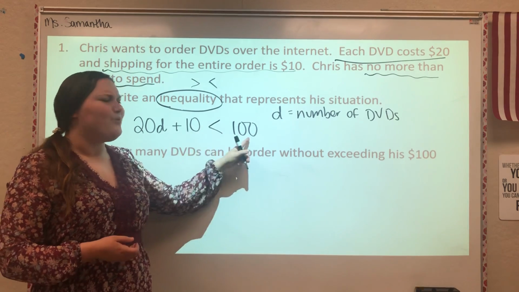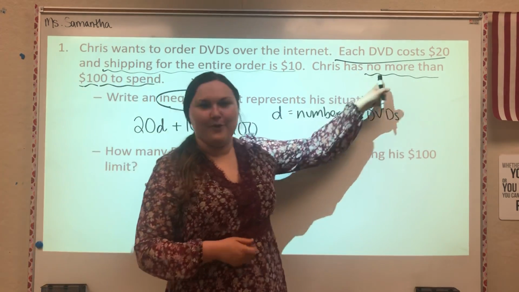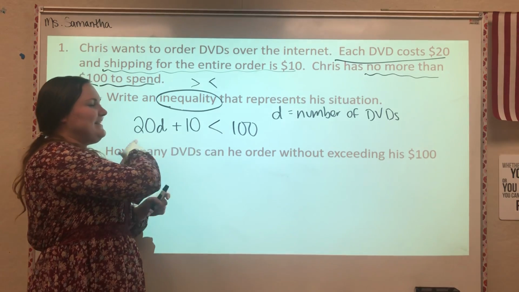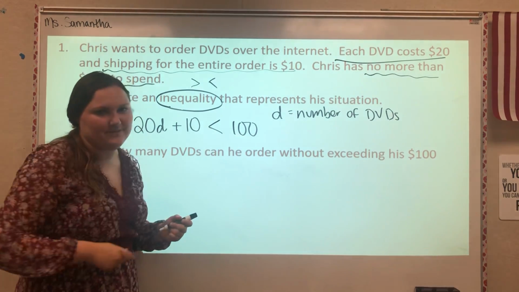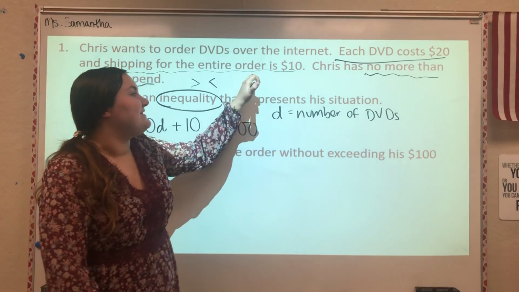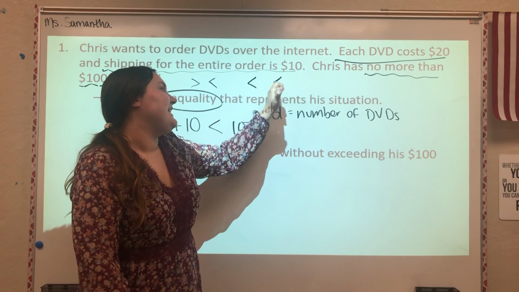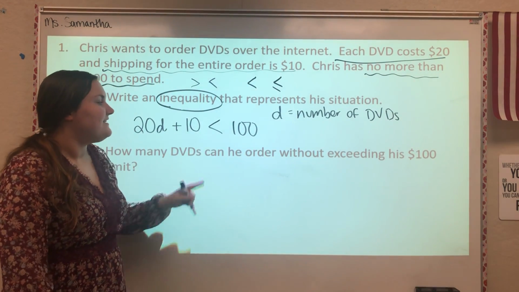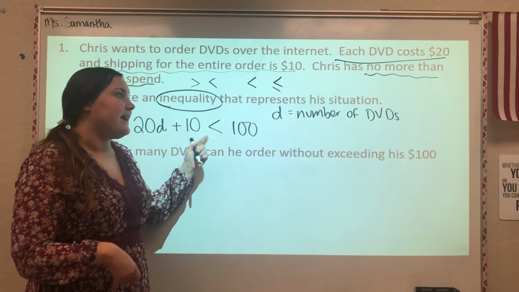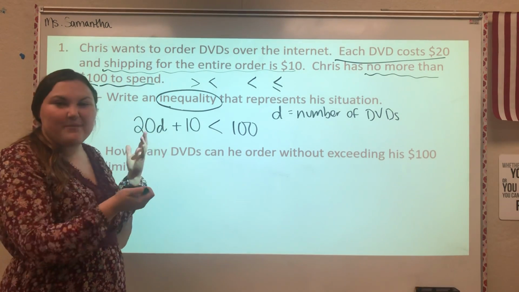He can't spend more than $100. It literally says no more. No more than means less than. The money he's spending needs to be less than 100. Now when it comes to less than signs, you have two options. You can say less than, and you can say less than or equal to. We have to decide, do we want this to be a less than sign or a less than or equal to sign? Well, again, it's going to go back to what this is saying.